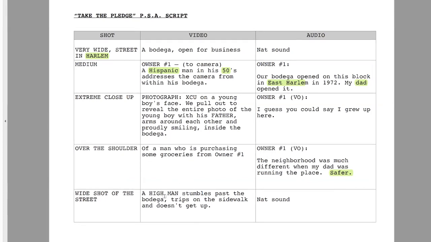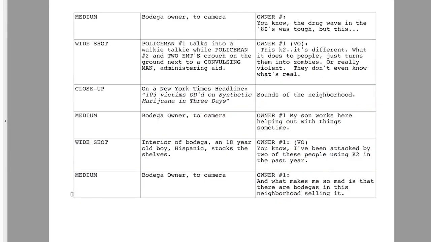Wide shot of the street. A high man, by which I mean a man that is high, stumbles past the bodega, trips on the sidewalk, and doesn't get up. Natural sound. Medium shot. So back to a medium shot, the bodega owner talking to the camera.